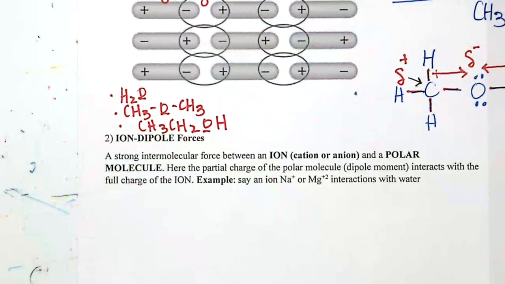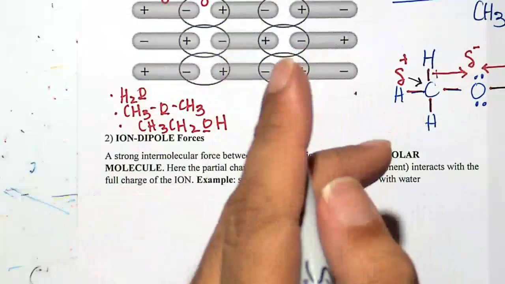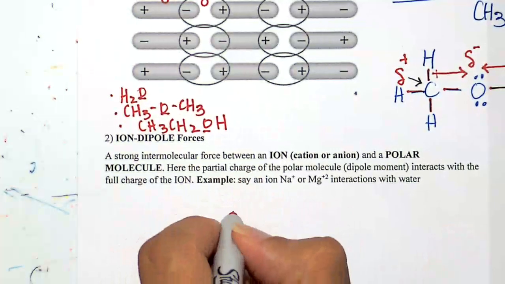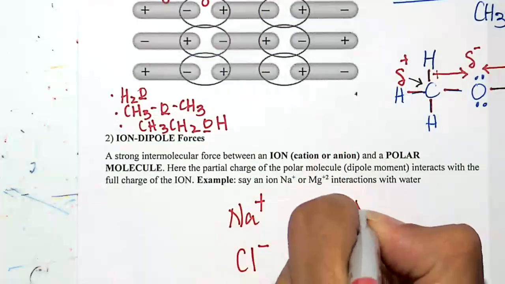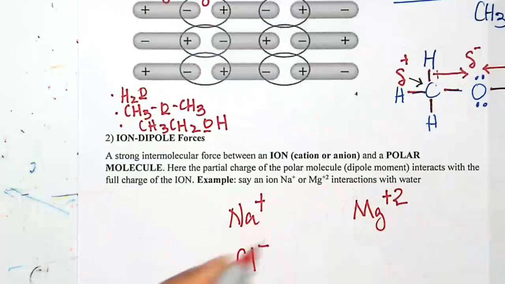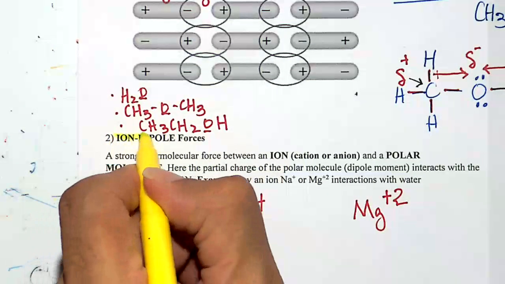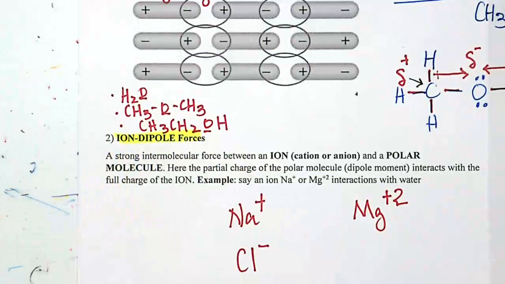All right, let's look at ion dipole forces. So ion dipole force, what is an ion? This is the full charge: sodium, Cl minus chloride ion, magnesium plus 2. This is the full charge interacting with a partial charge from the dipole. This is an ion dipole force. A full charge of the ion, either positive or negative, interacting with the partial charge of another molecule, either partial positive or partial negative.